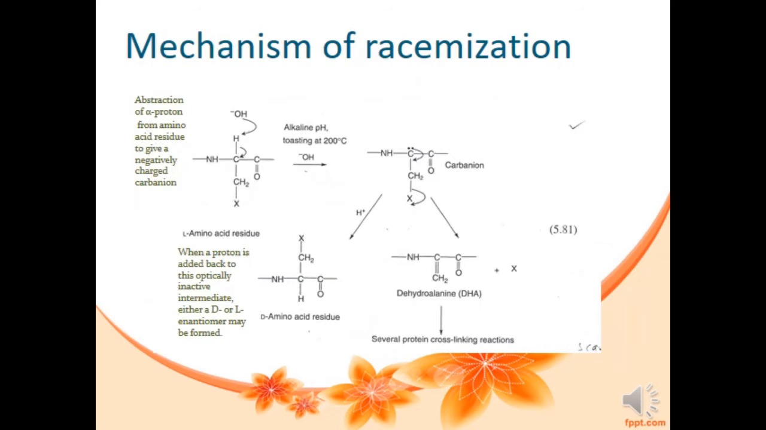This is the mechanism of racemization reaction. First of all is the abstraction of the alpha proton from the amino acid residue to give a negatively charged carbanion. Of course, the condition has to be alkaline, and the temperature is high, about 200 degrees Celsius. Now this carbanion is an optically inactive intermediate.